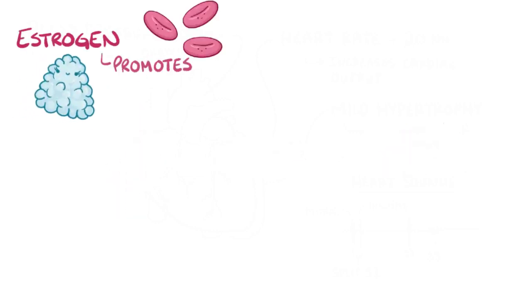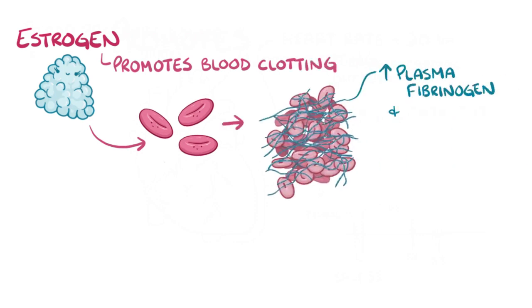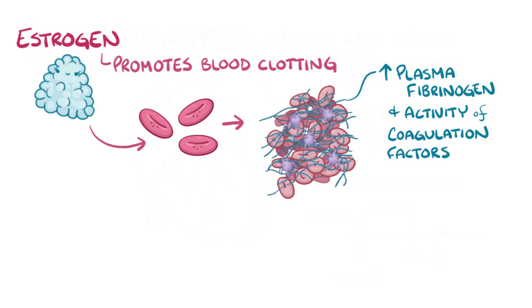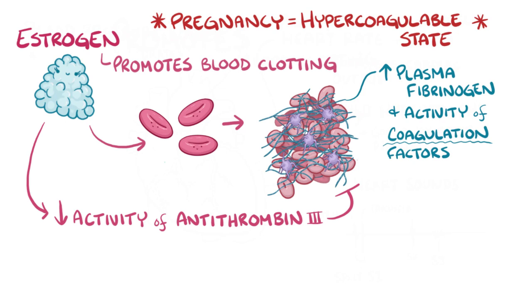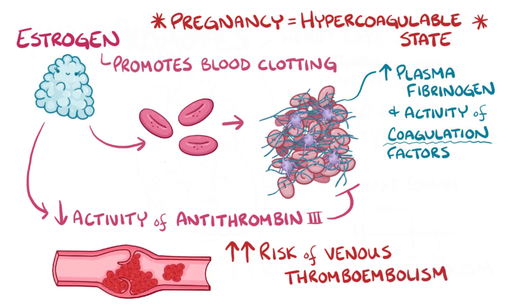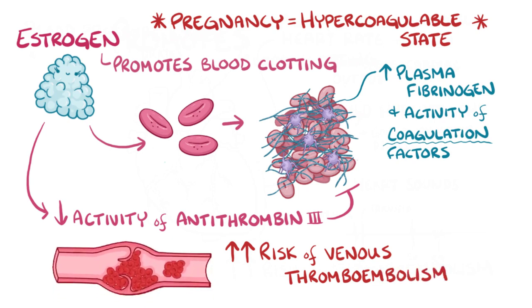Finally, estrogen also promotes blood clotting by increasing plasma fibrinogen and the activity of coagulation factors, as well as enhancing platelet aggregation, all of which normally promote coagulation. At the same time, estrogen decreases the activity of antithrombin 3, which normally inhibits coagulation. Therefore, pregnancy is a hypercoagulable state, and it makes sense for it to be this way, so there will be as little bleeding after delivery as possible. However, this also means pregnant females have a greater risk of developing a venous thromboembolism, meaning a blood clot blocking off a vein, especially in the lower legs where there's already venous stasis.